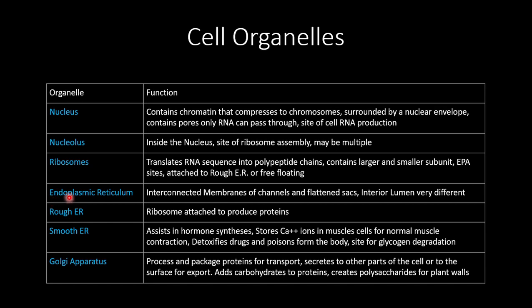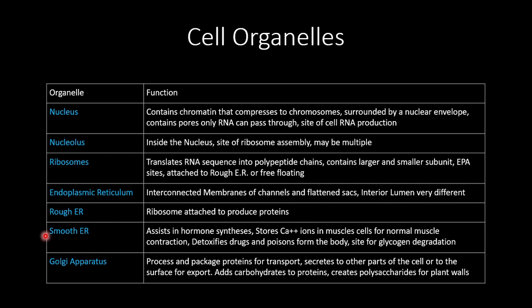The endoplasmic reticulum. This is interconnected membranes of channels and flattened sacs. The interior lumen is very different. There are two types of endoplasmic reticulum, shortened to ER. Rough ER has ribosomes attached to produce proteins. So the entire point is to use those ribosomes and produce proteins for the cell to use.